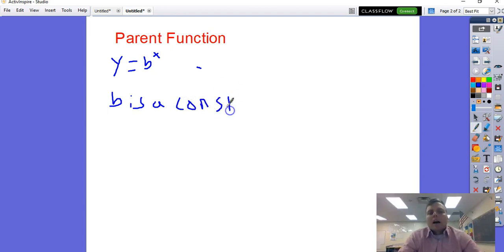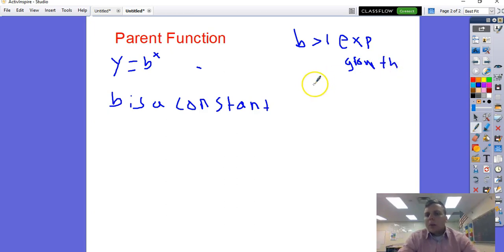But the different numbers b takes on changes things. If b is greater than 1, we call that, and you do want to write this down, exponential growth. That was an example we just saw. I'm just going to write exp to represent exponential growth. We just saw an exponential growth. But what if b is between 0 and 1?